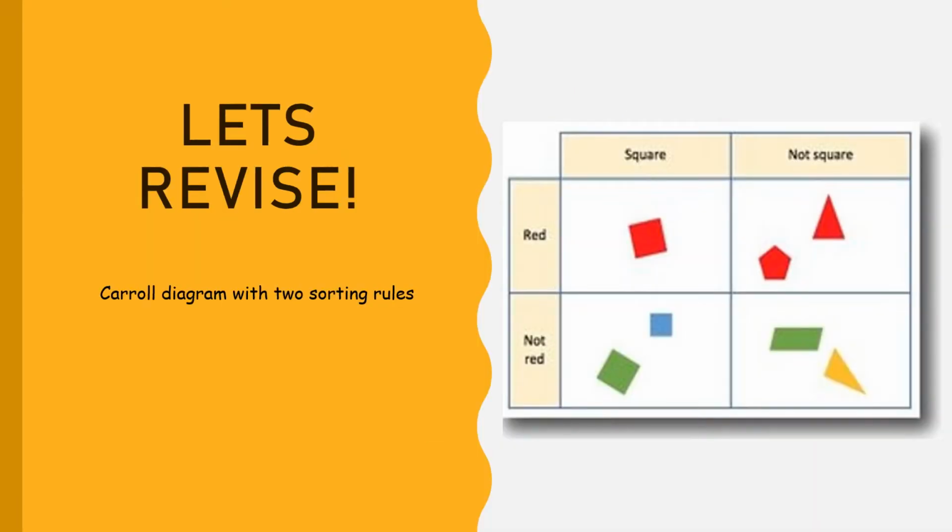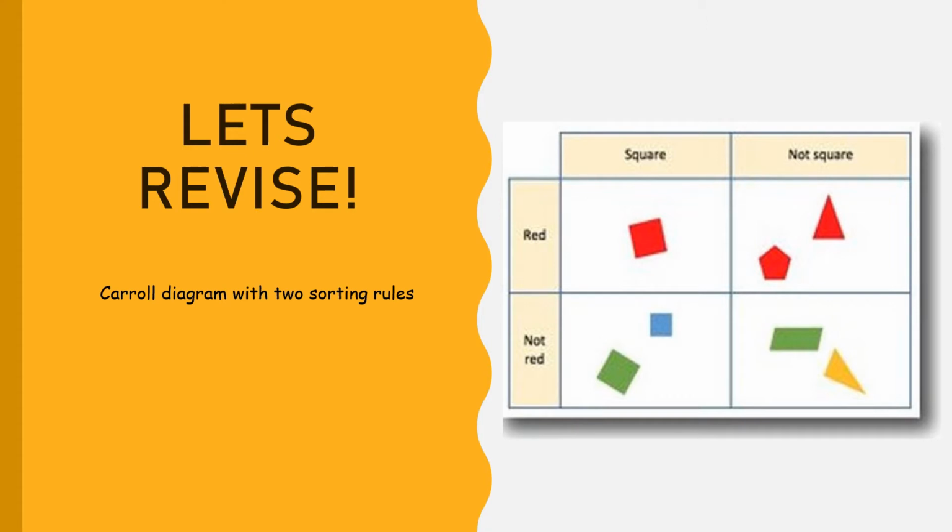But let's revise the Carroll diagram with the two sorting rules. Do you remember we have learned this? So this is a Carroll diagram. With the table view, it is a Carroll diagram which has two sorting rules. So what are the two sorting rules? See, there is red and not red, and a square and a not square.